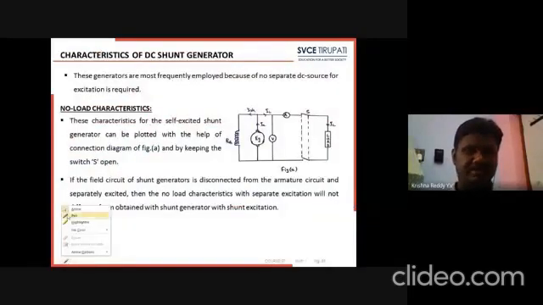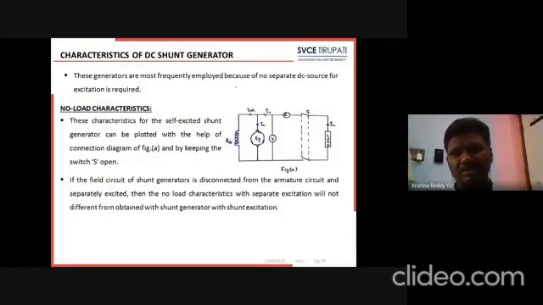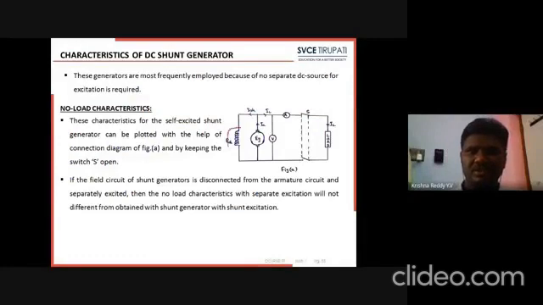Okay, now we can go for the characteristics of the DC shunt generator. In the previous case, we gave the excitation to the field winding with the help of some external DC source. But in this case, the field current required for this field winding is given with the help of this armature winding.